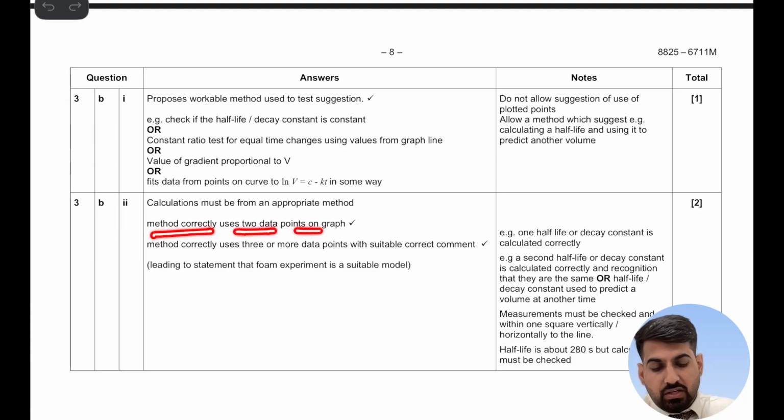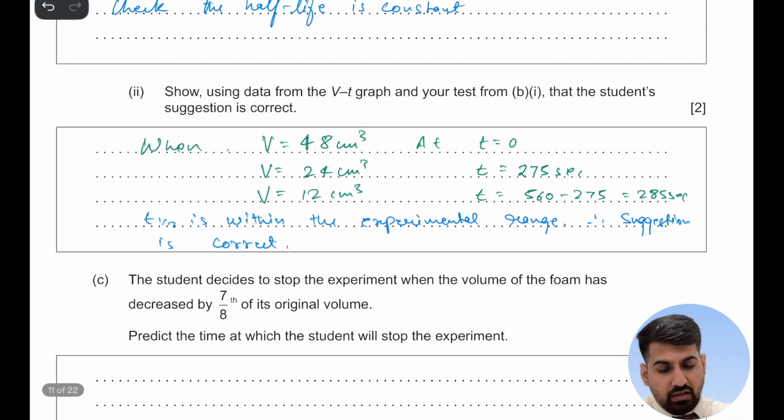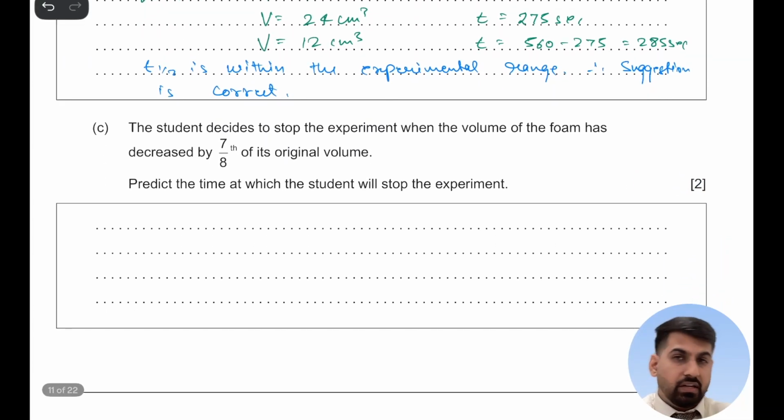Now for the B second part, again they have mentioned the same thing. Correctly uses the two data points on the graph. Three or more data points was a suitable comment. So we have used the half-life comment. The second half-life is almost the same, right? Which is almost 280 seconds. We are getting 275, but the calculation must be checked. So we are almost on the same line. So the answers are perfectly correct, right? If you have any doubt, you can comment below. I will try my level best to clear all your doubts, guys.